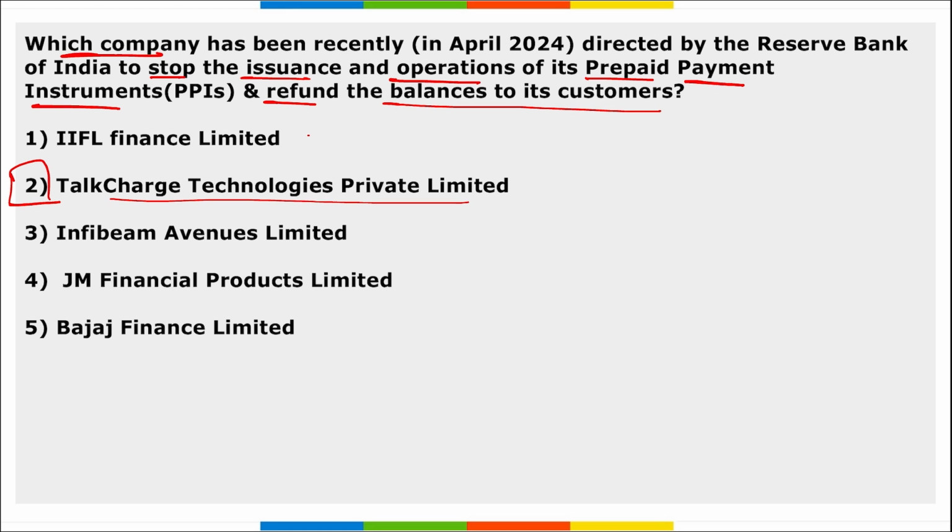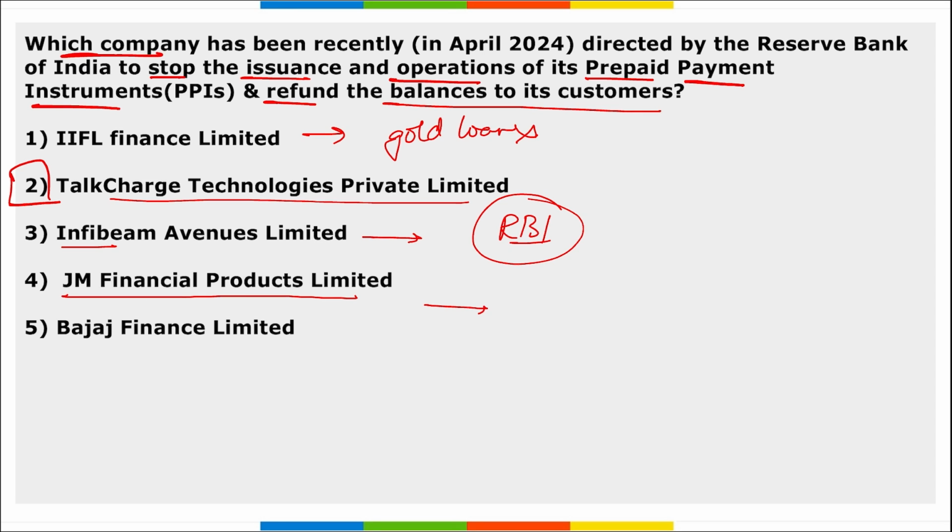If we talk about IIFL Finance, remember they have been ordered to cease and desist sanctioning of gold loans. That means they cannot further sanction any gold loans. Then if we talk about Infibeam Avenues Limited, they have received the final authorization from RBI to operate as a payment aggregator.